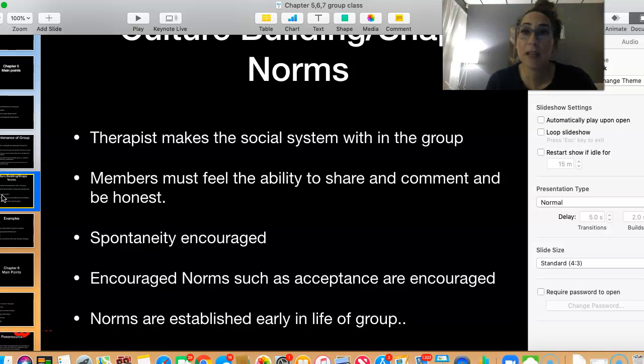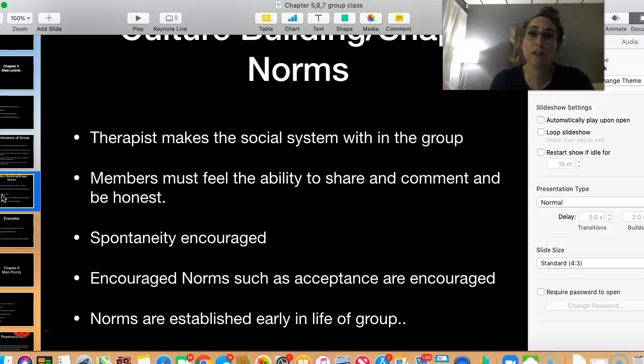The therapist makes the norms, okay? It's a social system. They call it a microcosm. Members must feel the ability to share and comment and be honest. And this is also such a great learning thing for a lot of people. People don't know how to be honest and to share their feelings. They don't know how to be forthcoming and maybe give some negative feedback when necessary. And so a group hopefully will be a safe environment where someone could do that.